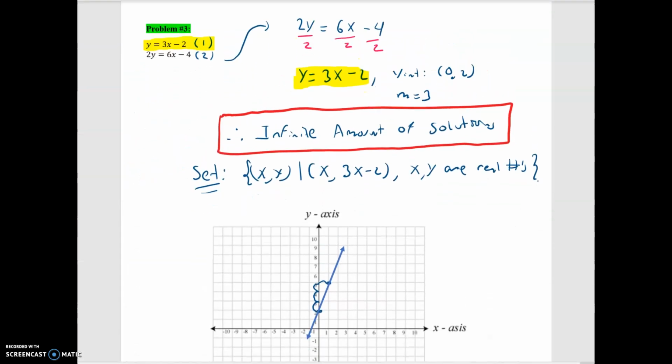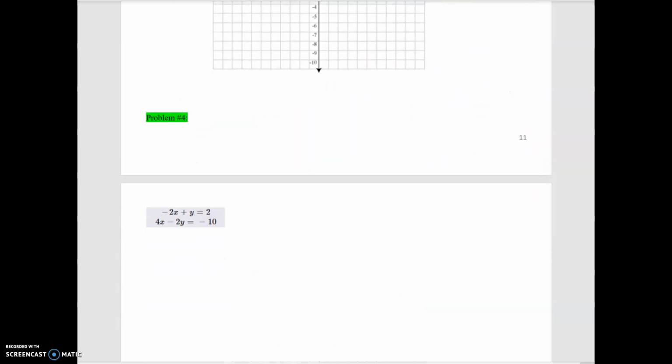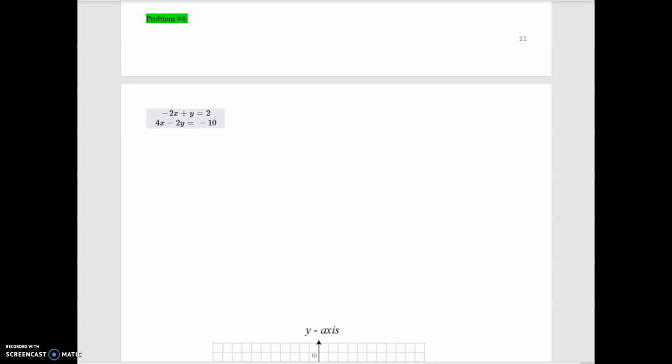There we go. So for this problem, we happen to have an infinite amount of solutions, since both of the lines happen to be the same. If it's asking for a set, they may want you to fill out a box with that information. Most of them just have a clicker for infinite amount of solutions, or no solution if it doesn't have an intersection. Let's take a look at the next problem, which is problem 4.